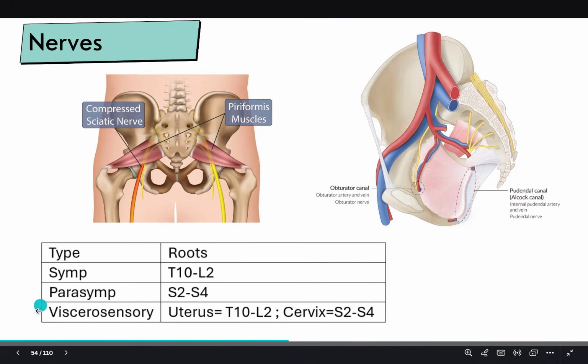Now, the viscerosensory or the pain sensations of the uterus divide into two parts. The uterine body and the fundus are coming from the T10 to L2 because, again, that part of the uterus is just a bit more superior. And we have the cervix. The pain for the cervix comes from S2 to S4. So this is important for you to know, okay? The pain sensations.